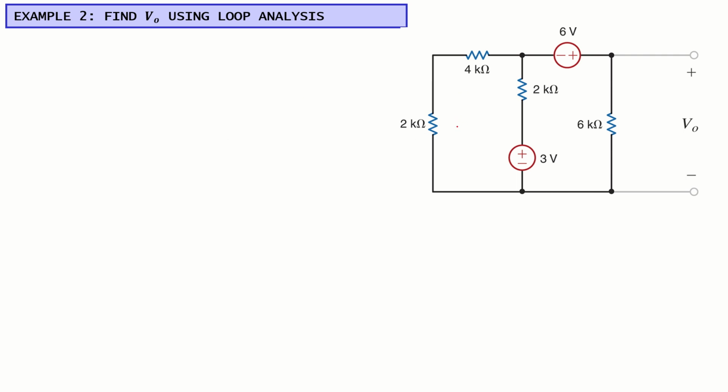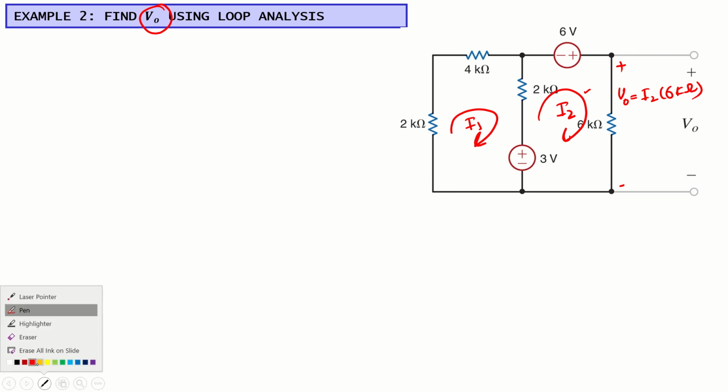So we can draw the loop currents, by convention, like this: the current in this loop could be I1 and the current in this loop is I2. Our target is to find V0, which is the voltage drop across the 6 kilo ohm resistor. Once we know I2, the voltage drop across 6 kilo ohm will be I2 times 6K. So let's try to find both currents, I1 and I2. Once we have our loop currents, then we can write the mesh equations or loop equations.